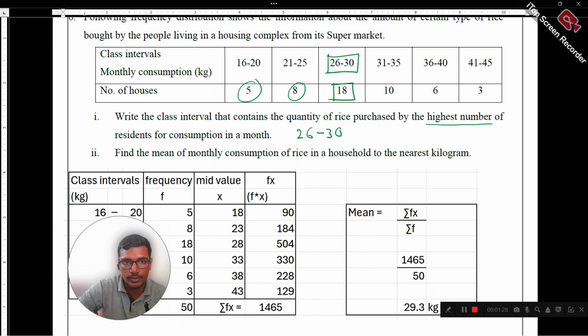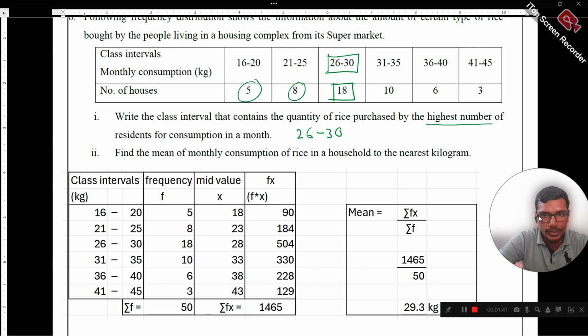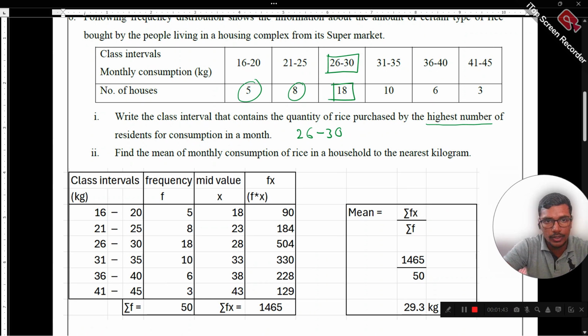That's the class interval. Find the mean of monthly consumption of rice in a household to the nearest kilogram. Mean should be found to the nearest kilogram. When finding the mean, there are two methods. First one is using the mid value and the frequency only. Therefore, we should find the mid value. Mid value will be found from the two limits of the class interval. We should add them and divide by 2.